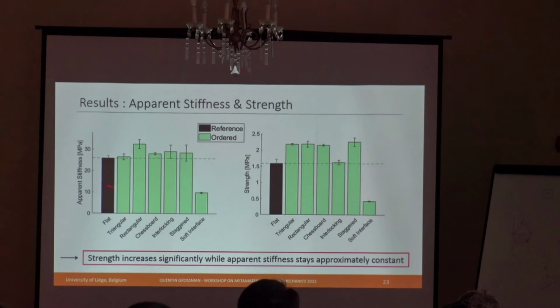Sorry, in black here you have the reference case, and in green is what I call the ordered pattern. And now for the strength, you see that there is a significant increase for most of the ordered patterns except the interlocking and the soft one. So interestingly, by just making a small patterning at the interface, we increase the strength, whereas for the apparent stiffness, except for the soft interface, it's more or less the same.